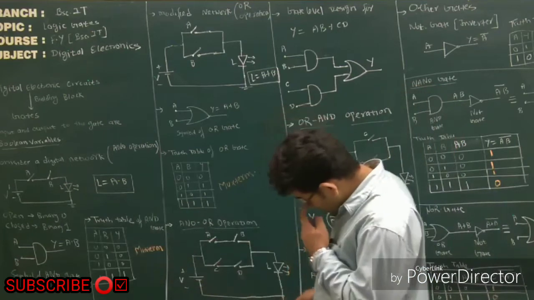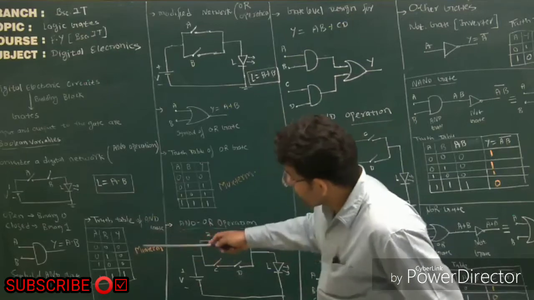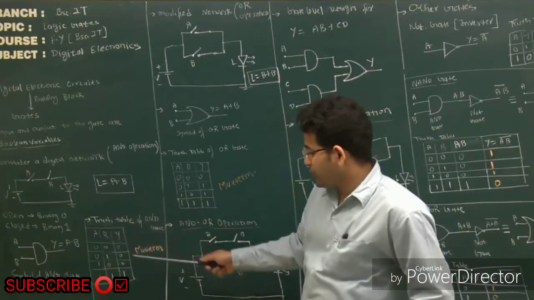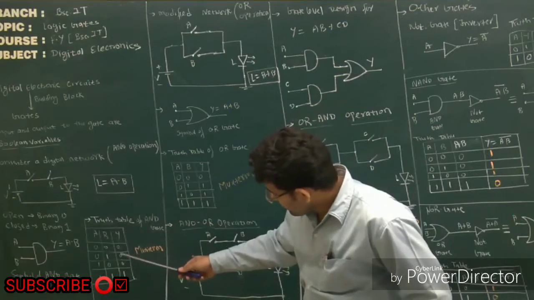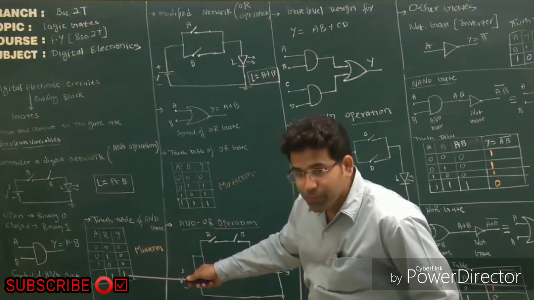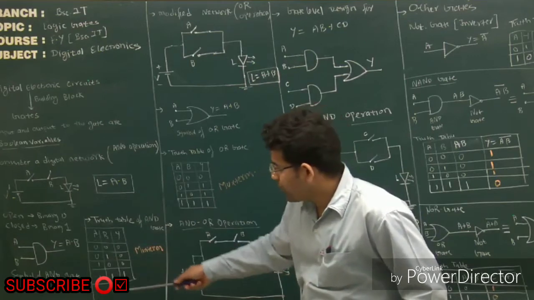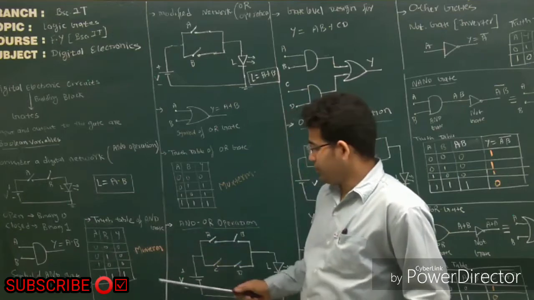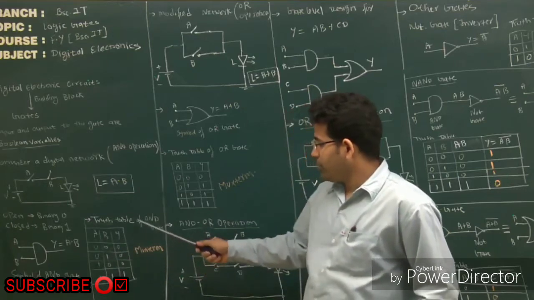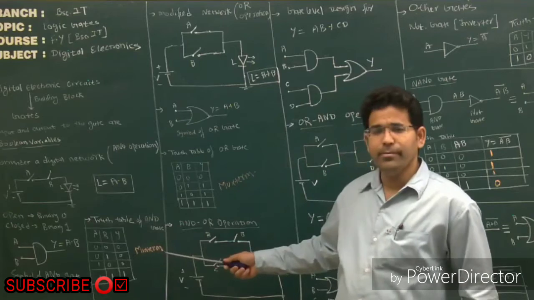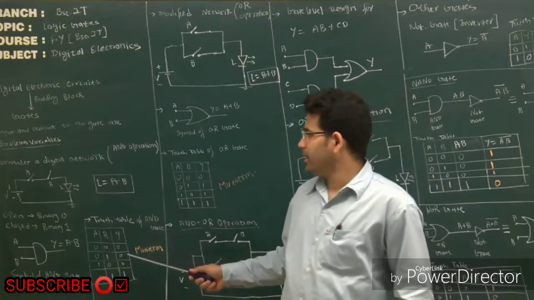Now, if you look at this truth table, you can see the output is 1 for only one combination of input out of 4 combinations. So that's why the output of the AND gate is known as min term or minimum term.